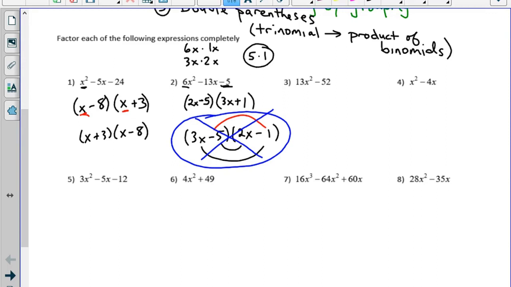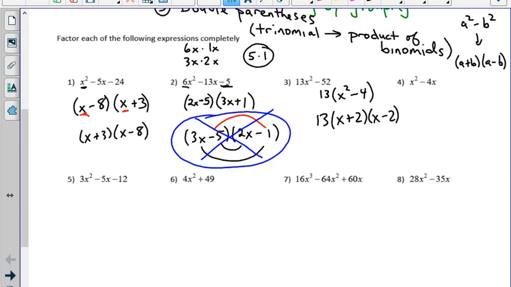Okay, so if I look at 13x squared minus 52, there is a greatest common factor in this problem. It is 13. So if I factor out the 13, I now end up with x squared minus 4. That is the difference of two perfect squares. So remember that a squared minus b squared can be rewritten as a plus b times a minus b. So in that case, I can rewrite this as x plus 2 times x minus 2. And this is my final answer for number 3.